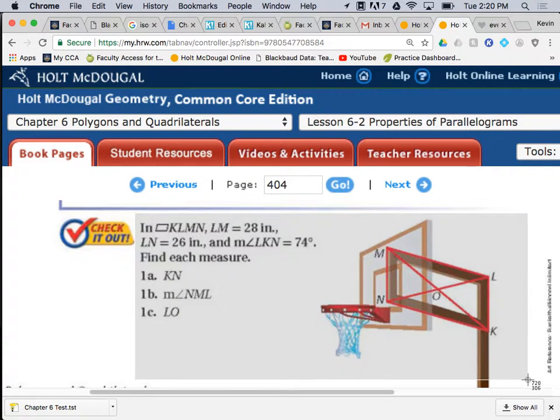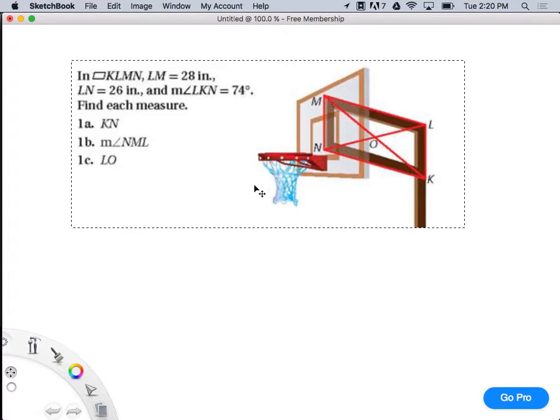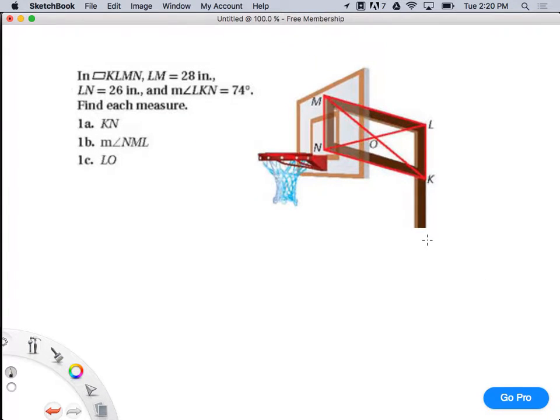Another example would be something like this. We see another parallelogram is like holding up this backboard here. So it says LM is 28. So here's 28 from here to here, L to M. And LKN, that's this angle right here, is 74 degrees. It says find each measure. Well, KN, if LM is 28, what's KN? 28, simple as that.